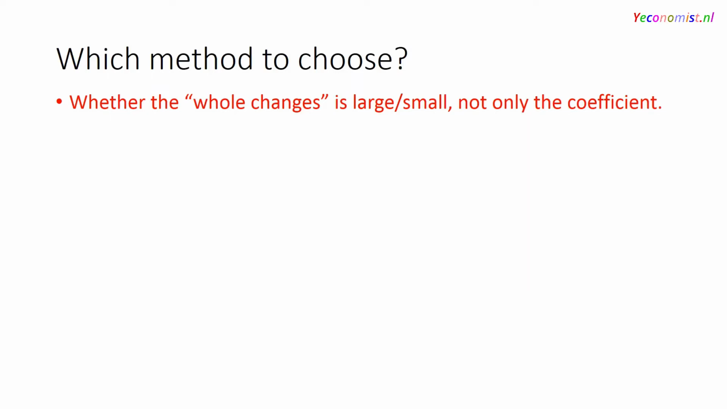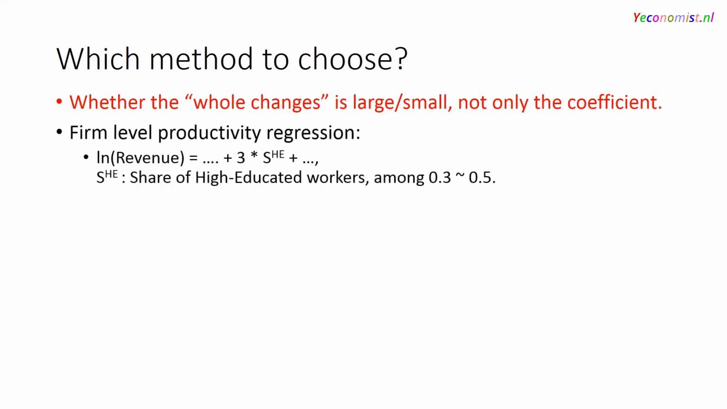So we are not only looking at the coefficient itself. This time we consider the following regression, where on the left-hand side you have the log of revenue in the firm, and on the right-hand side we have the same coefficient of 3, but it is in front of the variable SHE, standing for share of high educated workers. And let's assume that in the database SHE is in the range of 0.3 to 0.5.